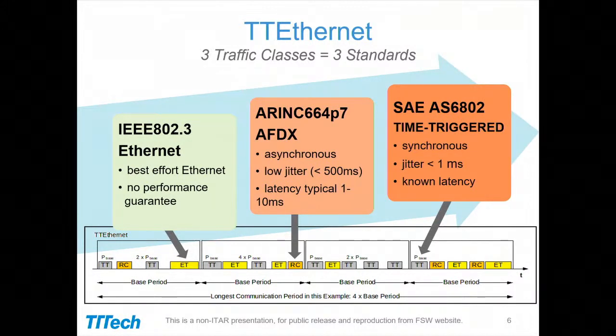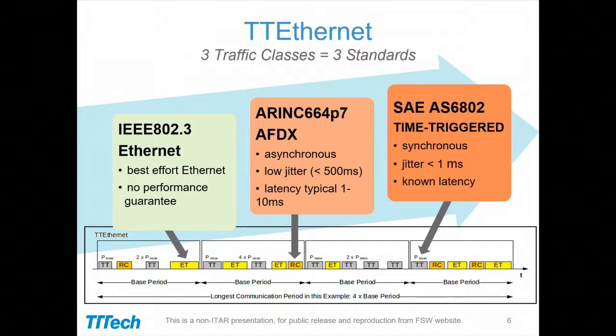So this is still asynchronous, just like best effort Ethernet, but it does give you lower jitter and a latency of somewhere between 1 and 10 milliseconds. But another step above that is the SAE AS6802 time-triggered Ethernet, which is the big advantage of TT Ethernet. This is synchronous deterministic Ethernet. Like Bob said, it's scheduled ahead of time, so it's all completely planned out from the start. This allows for very low jitter, below 1 millisecond, and it's a known latency because you know when data is going to be sent and when data is going to be received as well.